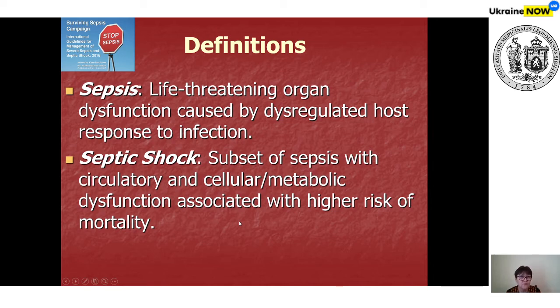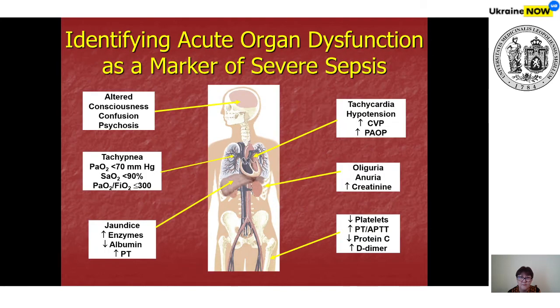Definitions. The Surviving Sepsis Campaign provides the following definitions for sepsis and septic shock. Sepsis: life-threatening organ dysfunction caused by a dysregulated host response to infection. And septic shock: a subset of sepsis with circulatory and cellular metabolic dysfunction associated with a higher risk of mortality.